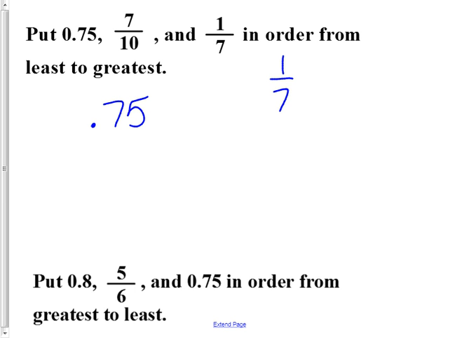Now, I'm going to change the 7/10 to a decimal because that's the easiest one to change. I could have changed the 75 hundredths to a fraction and compared them that way. But when I look at this, remember to annex a 0 to be able to compare easily. 75 hundredths versus 70 hundredths. My next one is going to be the 7/10 and then the 75 hundredths.